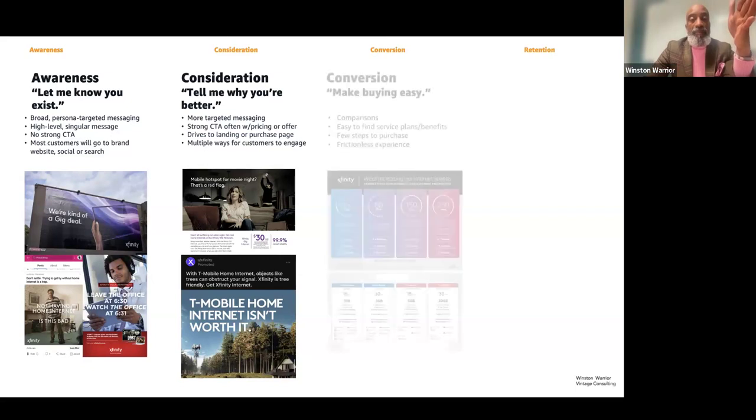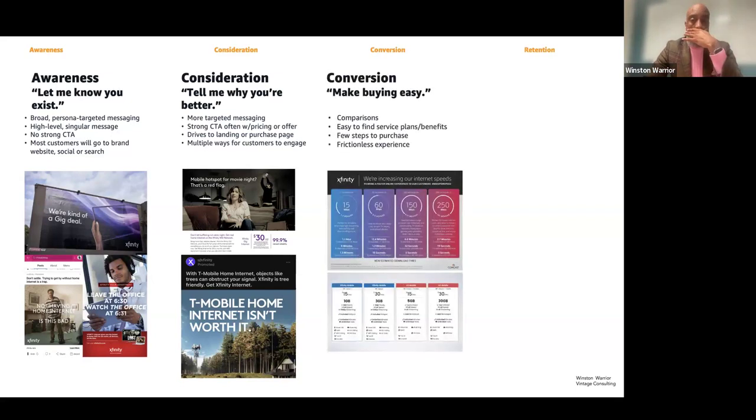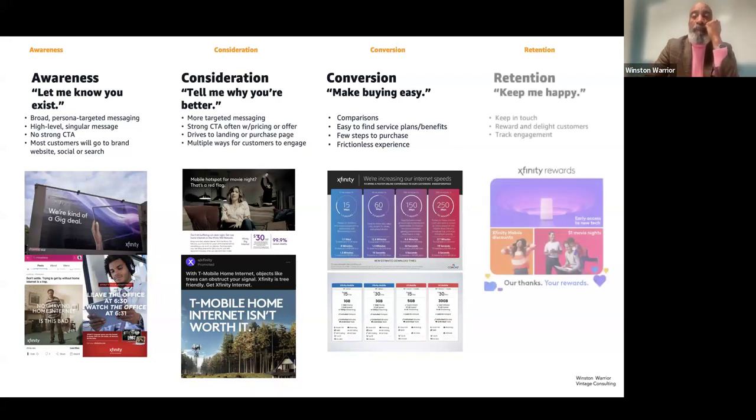That is consideration. Now, once you've considered, I've got to convert you. So what we do is make it easy to buy: plans that are explained, pricing that's clear, a frictionless experience, few steps to purchase. Remember the 7 Ps we talked about? One was process. This is what I'm talking about. The process is easy. It represents your brand. It makes people go, you know what? Oh, I heard about them. I wanted to buy them. Oh, it's easy to buy. Boom, click.